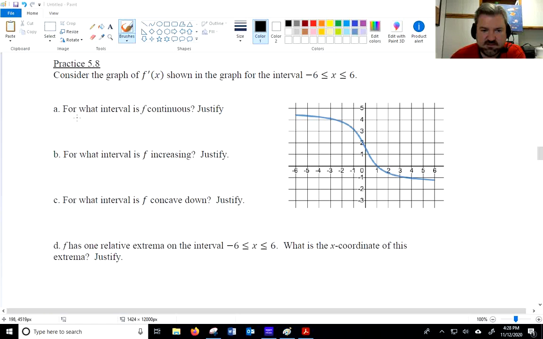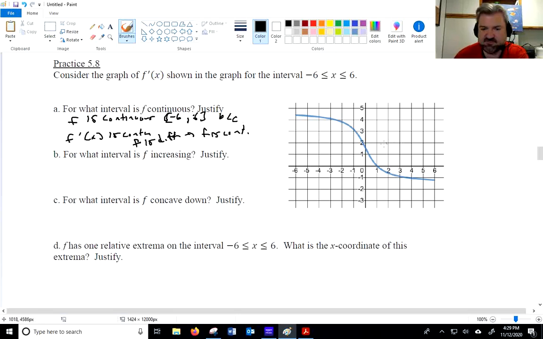Justify. Well, f is continuous on -6 to 6 because f prime is continuous. So if f prime is continuous, then we know that f is continuous. Because remember, that means f is differentiable, which implies that f is continuous, because that's one of the requirements to be differentiable.